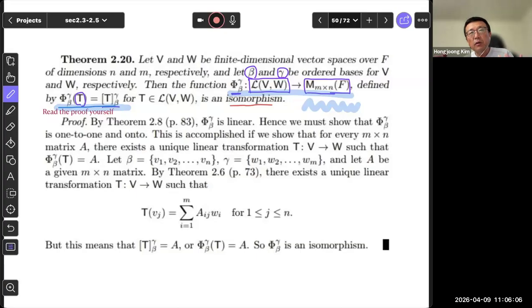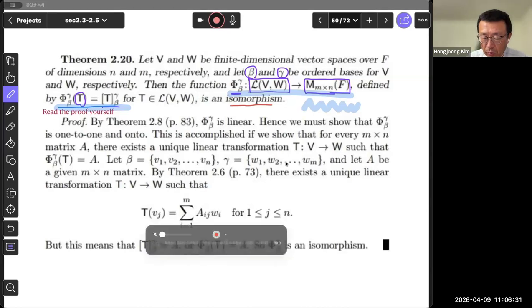What is the definition of an isomorphism? It is an invertible linear transformation. So to prove that this T is an isomorphism, I need to show that this mapping is, first of all, well defined. It must be a function. It must be a transformation, right? But that is well defined.